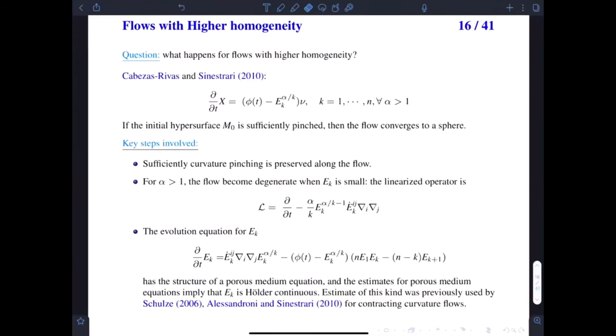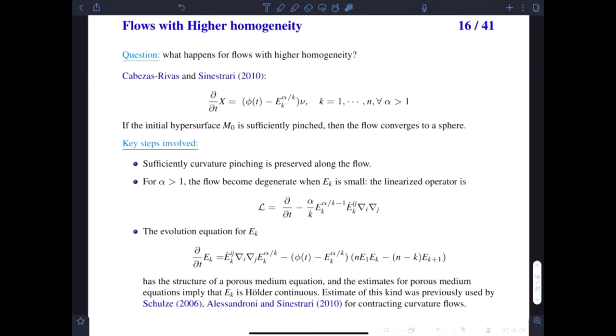Okay, now we study the volume preserving flow by a higher homogeneous curvature function. The first result in this direction was proved by Cabezas-Rivas and Sinestrari in 2010 for the volume preserving flow by powers of the k-th mean curvature. Here, alpha is greater than 1, and Ek is the k-th mean curvature.